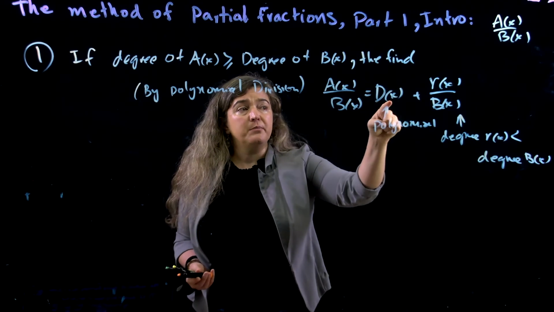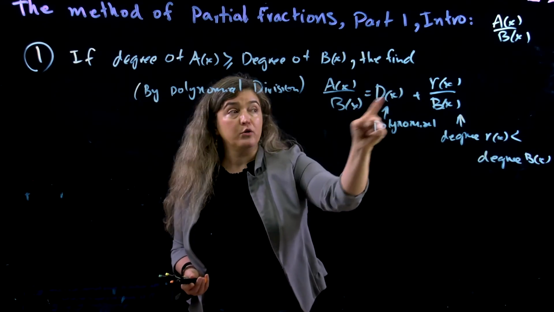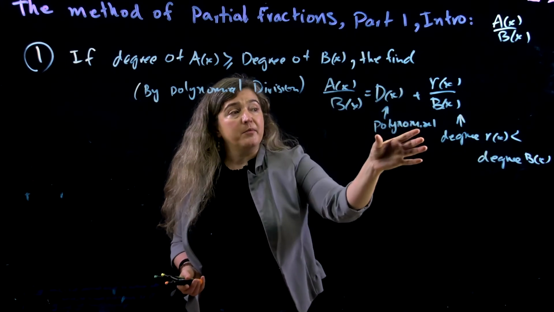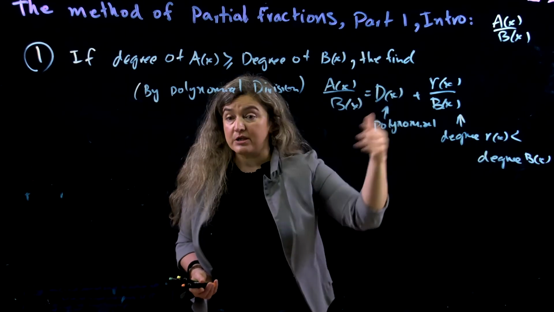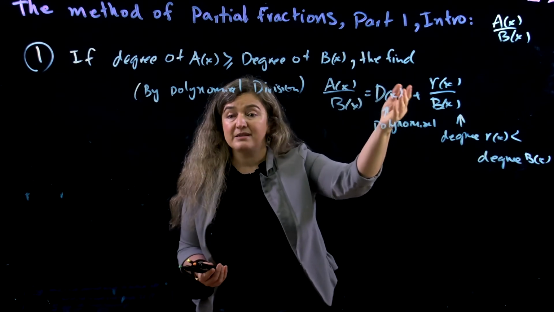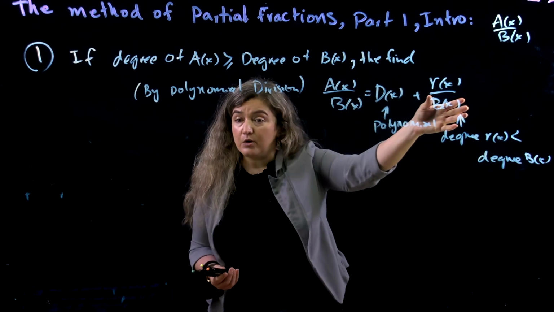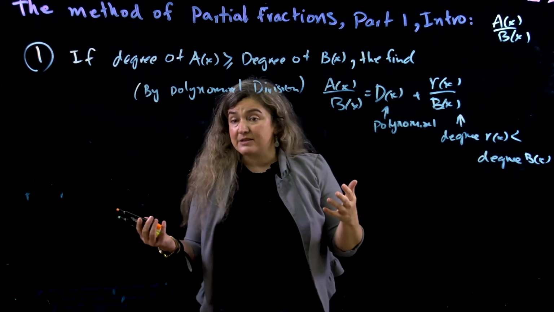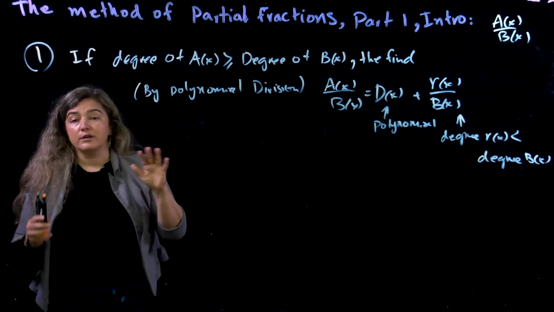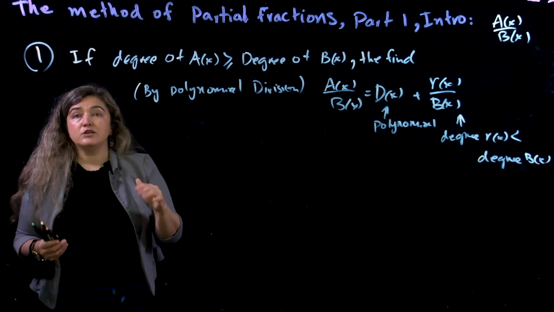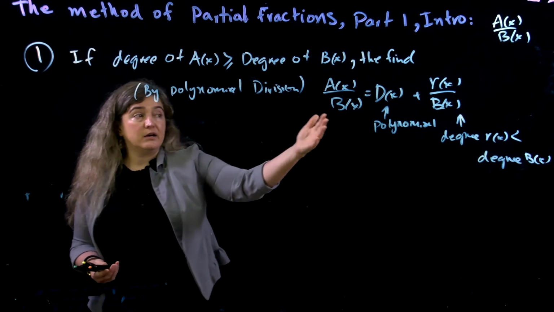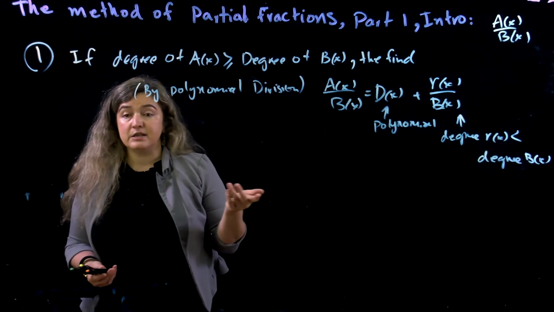And also, this way, if the quotient doesn't match the degree condition, you find that it can be a sum of a polynomial plus a quotient that is satisfying that degree requirement for the method of partial fractions. So that's it. That's the beginning. So assume from now on that the degree of the numerator is less than the degree of the denominator.